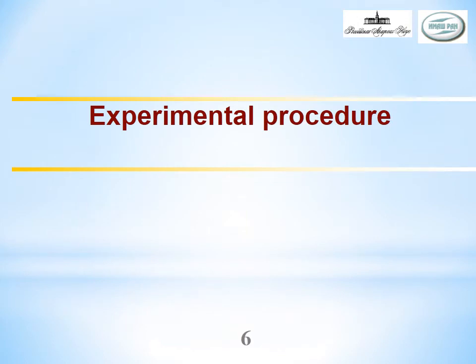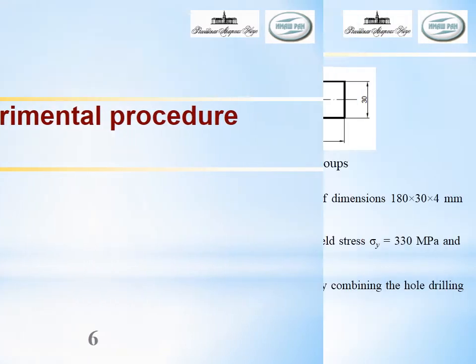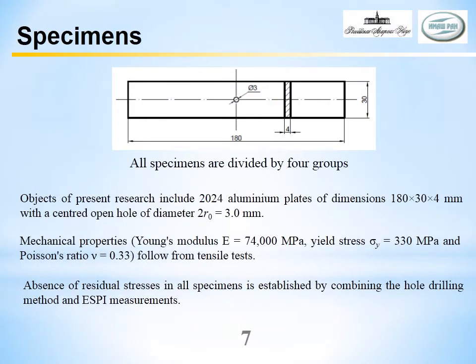Experimental procedure. All tests were carried out on flat specimens with a central open hole of diameter 3 mm. Material of specimens is aluminum alloy with yield stress 330 MPa. Absence of residual stresses in all specimens is established by combining the hole drilling method and electronic speckle interferometry measurement.